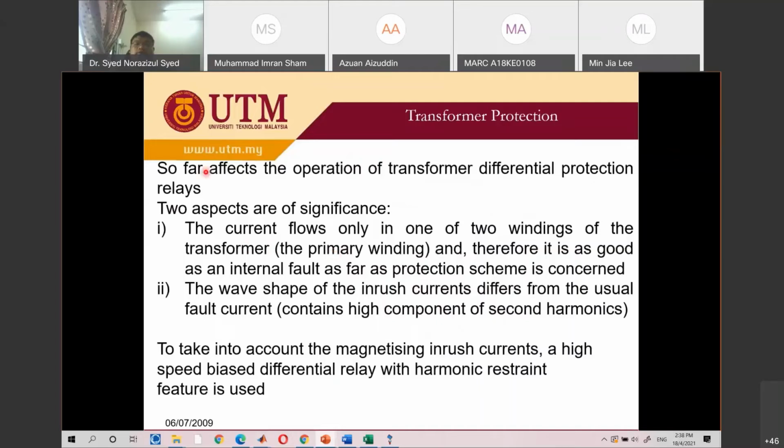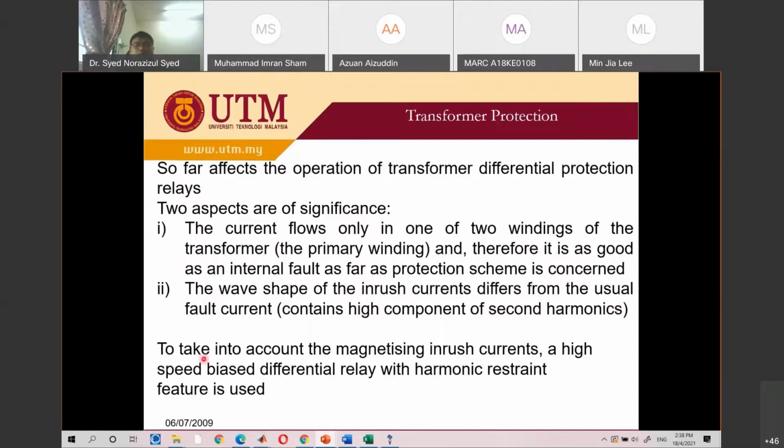Okay, so far as the operation of the transformer differential protection relay is affected, two aspects are of significance. The current flows in only one of the two windings of the transformer, and therefore it is as good as an internal fault as far as the protection scheme is concerned. The wave shape of the inrush current differs from the usual fault current, and it contains a high component of second and also fifth harmonic.